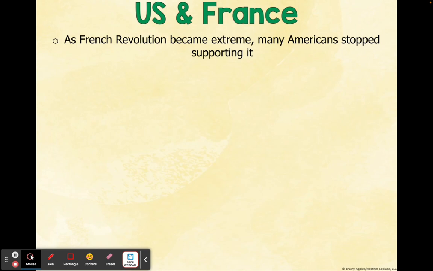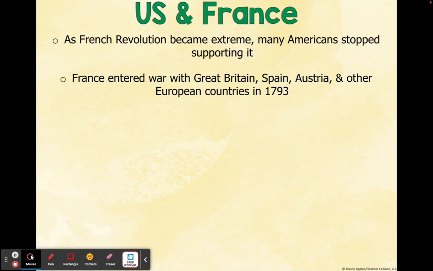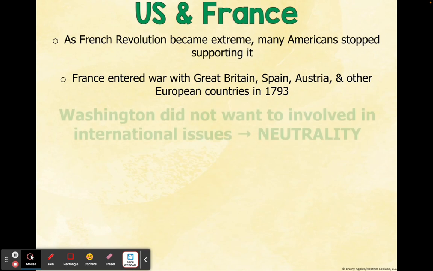France, after us, gets into their own revolution. As it becomes more extreme, you might recall the guillotine, beheading people that were against the revolution. Many Americans stopped supporting it. Eventually, other European nations will go to war with France because they're worried about the revolution spreading to their nations.